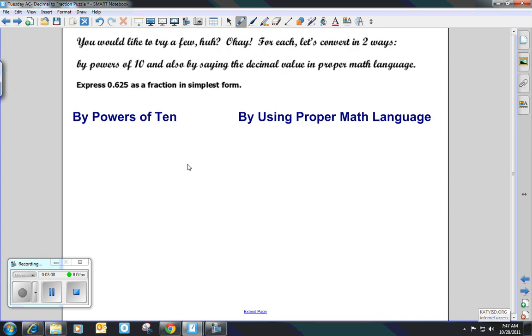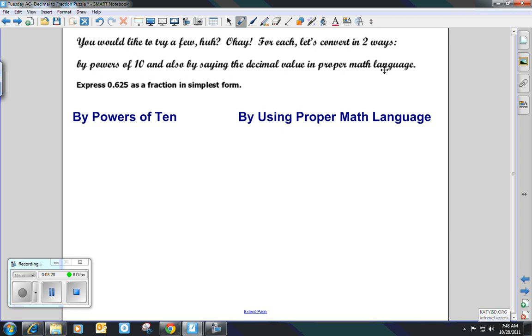Okay, we're going to try a few. There's two ways now to convert decimals to fractions. One is by powers of 10, which we just did. We multiplied by 10, or you can multiply by 100, or you can multiply by 1,000. So those are powers of 10. The other way is to use proper math language. So let's talk about those two ways.